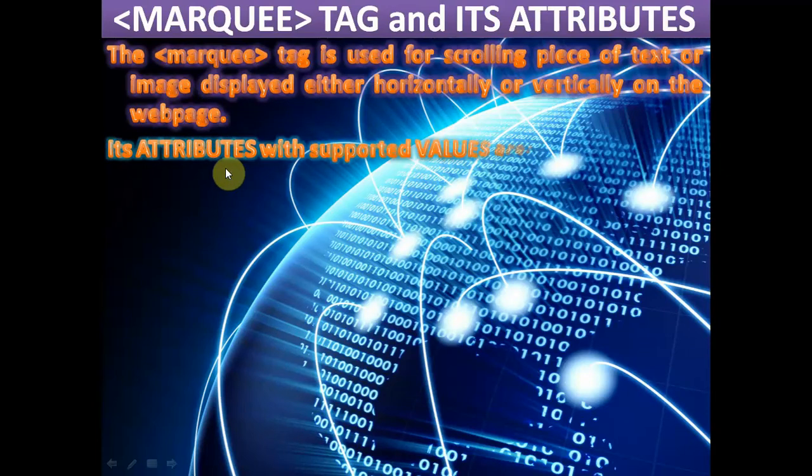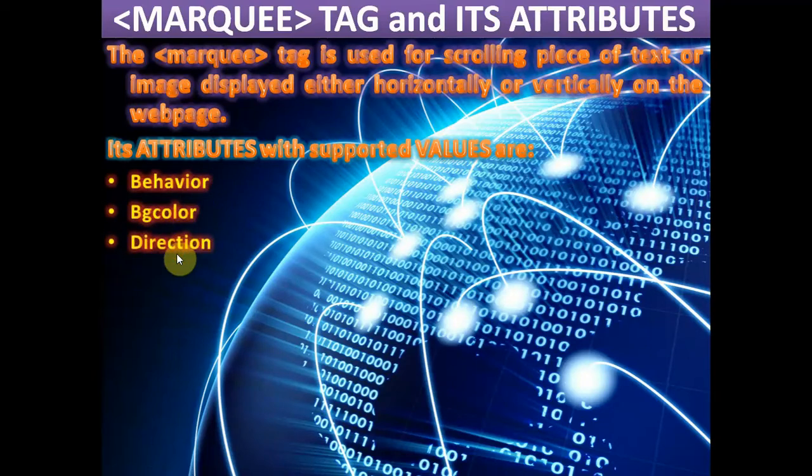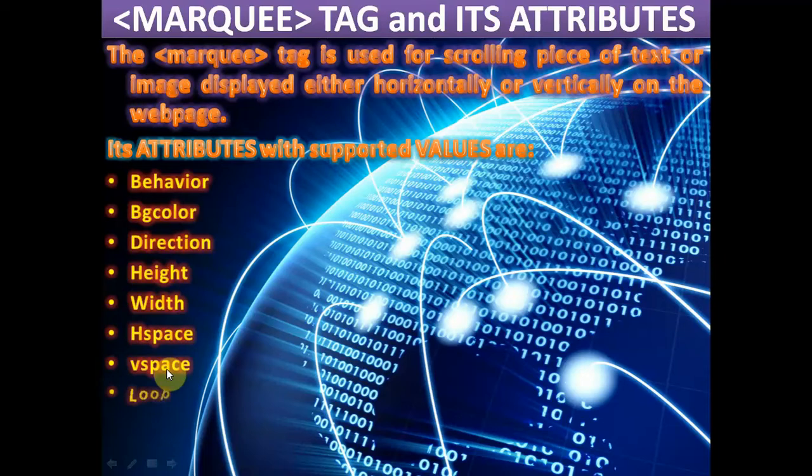Now next, what are the attributes? First is behavior, bgcolor, direction, height, width. Hspace means horizontal space, vspace means vertical space, loop, scrolldelay, and last is scrollamount. So these are all the attributes of the Marquee tag.